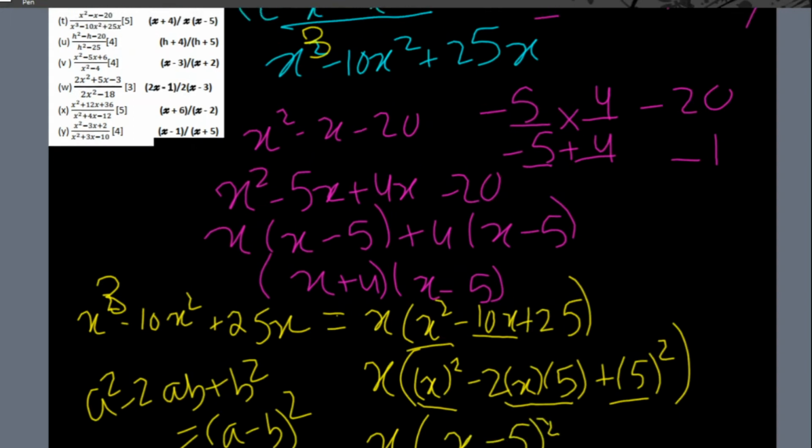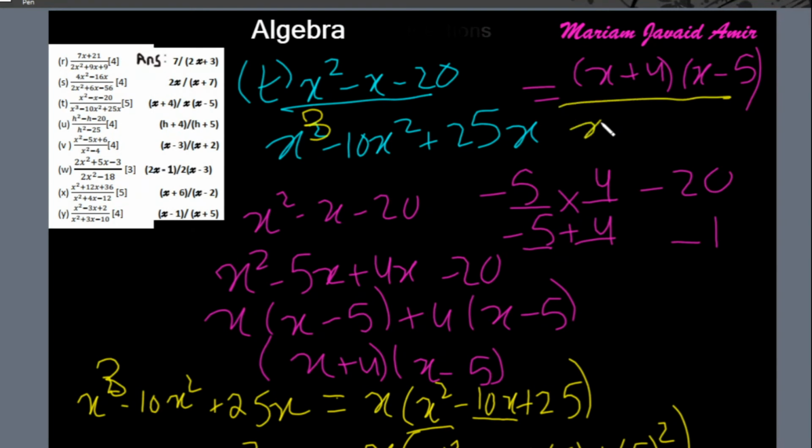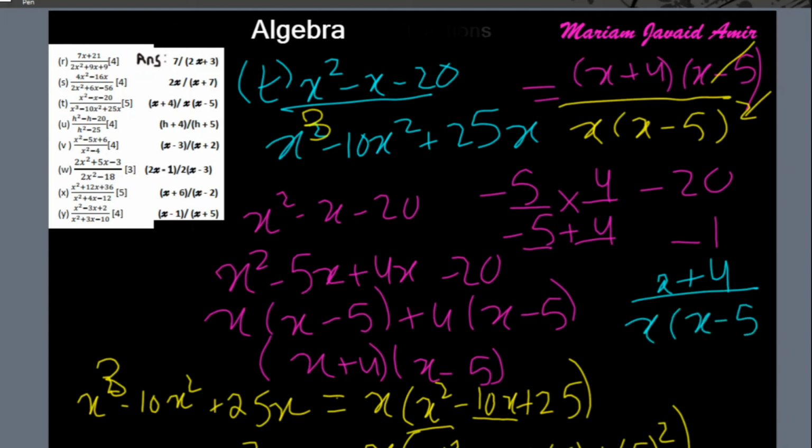This is the factorized form of the denominator, over x times x minus 5 whole square. So x minus 5 and the square gets cancelled. So in the end we're left with x plus 4, and in the denominator we're left with x times x minus 5. Answer for part T.